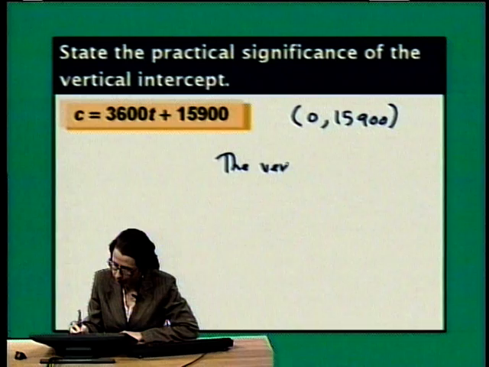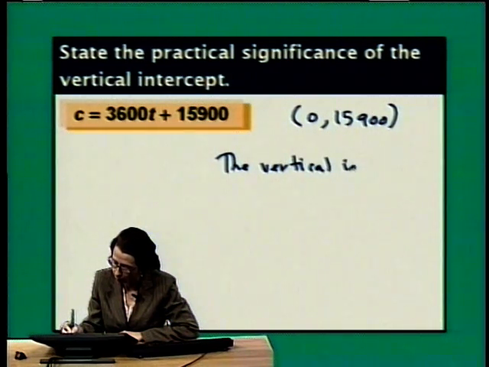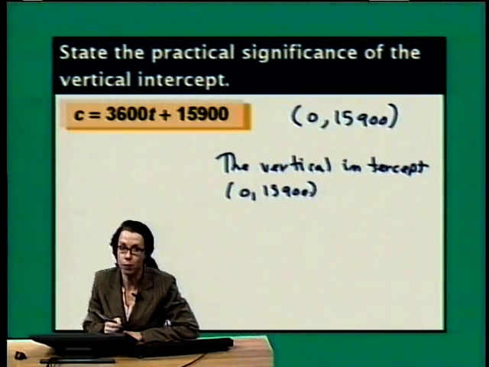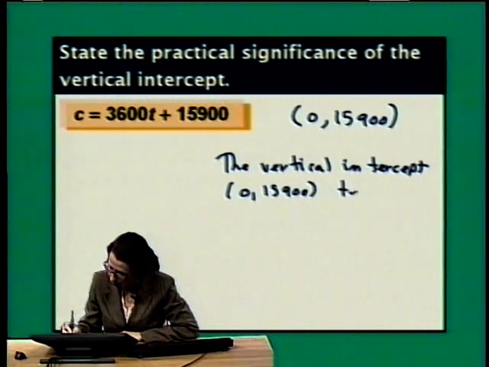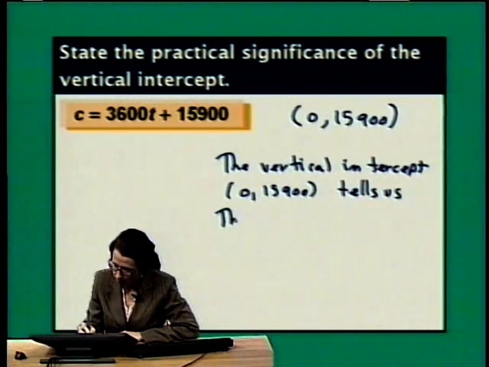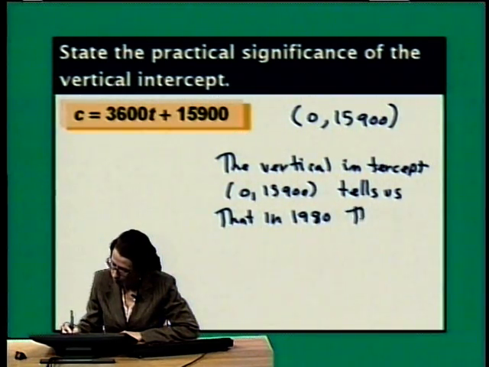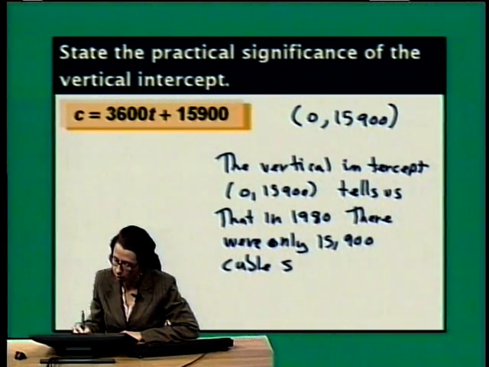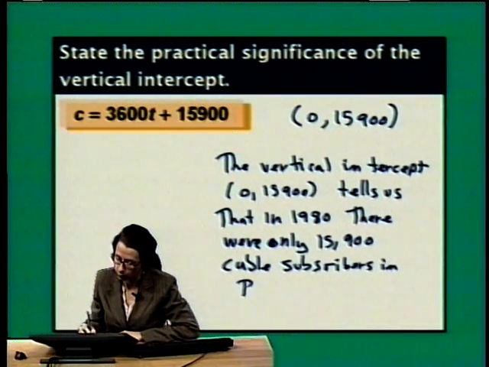So the vertical intercept (0, 15,900) tells us something about 1980. It tells us that in 1980 there were only 15,900 cable subscribers in Pottsville.